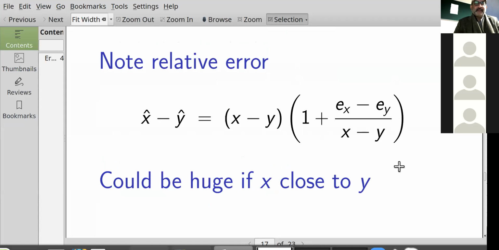Okay? It's x minus y times 1 plus the absolute error on the subtraction divided by the actual desired value of the subtraction. That gives you the relative error. Now, what's the issue? The issue is that what if x and y are very close to each other?